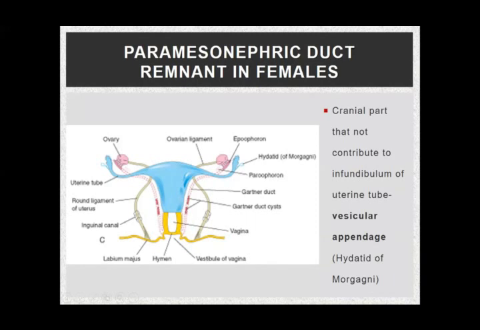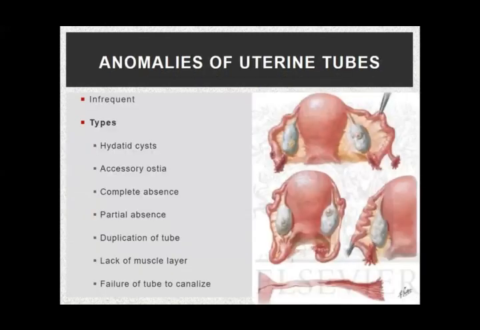चलिए, चलो जी, अब आ जाते हैं anomalies पे. Anomalies of the uterine tube. And the problem with the anomalies of the uterine tube is कि आपकी किताब में there is no picture given regarding the anomalies of the uterine tubes.